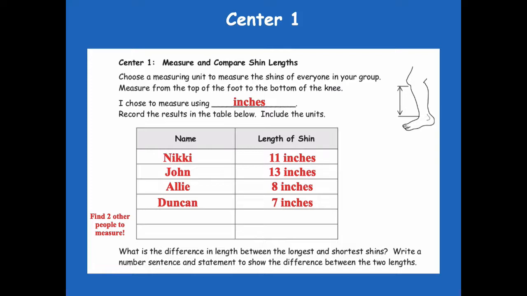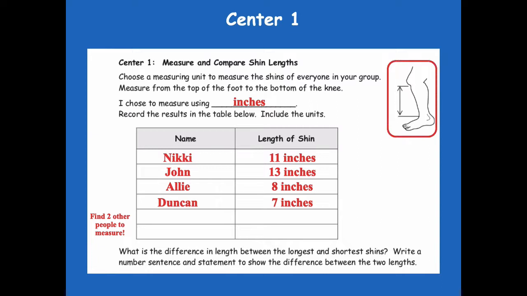So I gave you 4 measurements. Nikki is 11 inches. John is 13 inches for the length of their shin. Allie is 8 inches and Duncan is 7 inches. You're going to find 2 other people to measure and one of them can be yourself. So really, you just need a second person to measure. You're going to add that to the chart, okay?